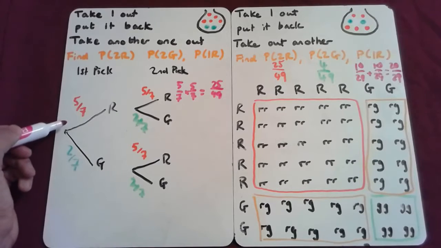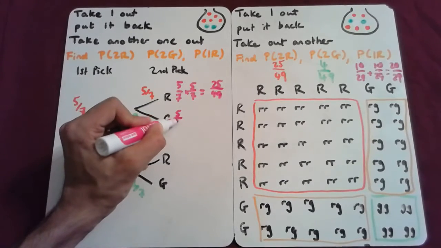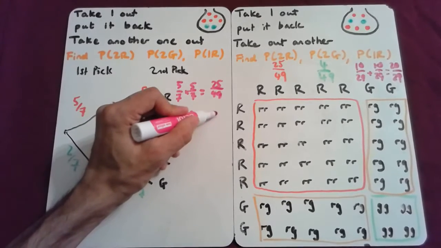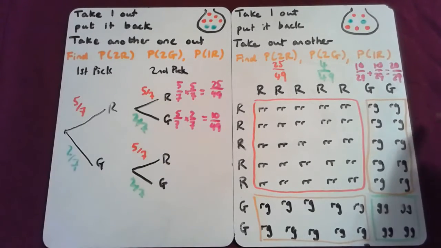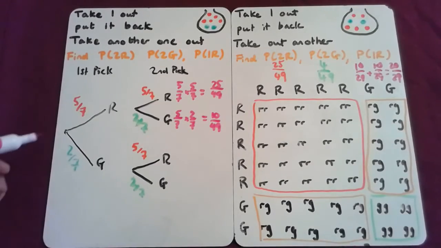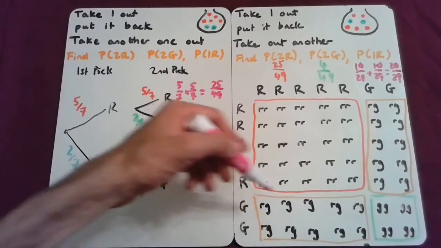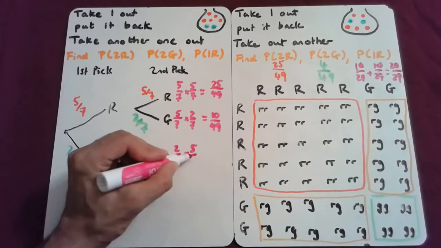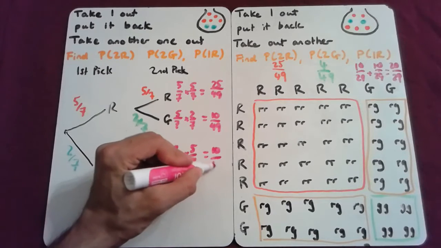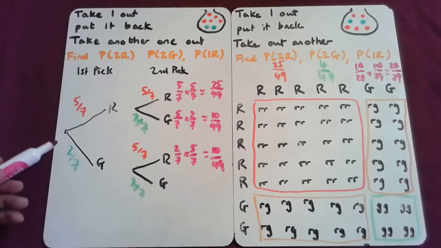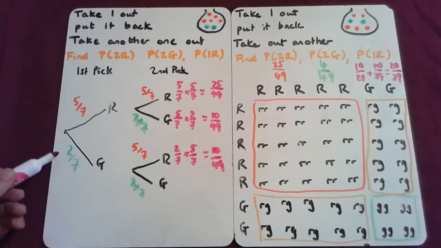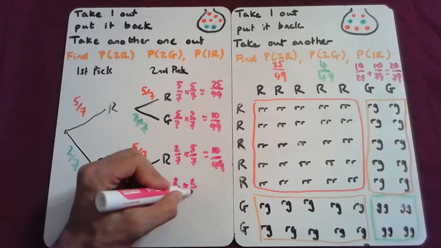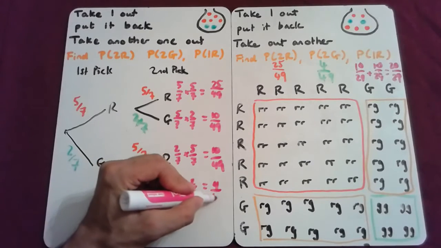The probability of getting a red then a green is 5/7 times 2/7, because 5/7 then 2/7 is 10 out of 49, and that represents this little box over here. The probability of getting a green then a red is 2/7 times 5/7, which is 10 out of 49. And then finally, the probability of getting 2 greens, we can see in this corner over here, is 2/7 times 2/7, which is equal to 4 out of 49.